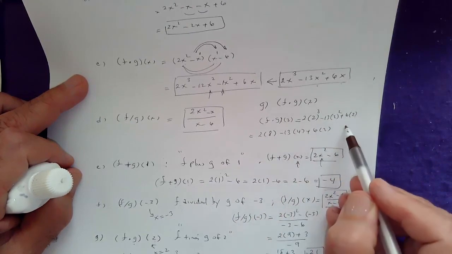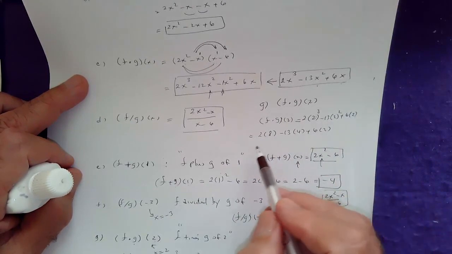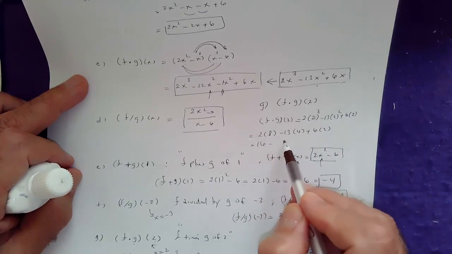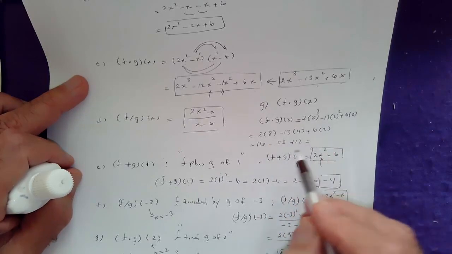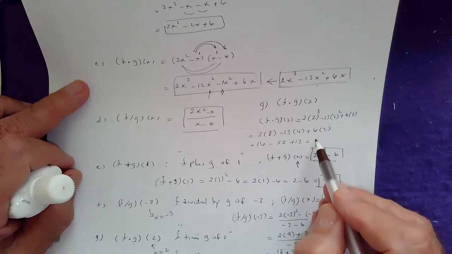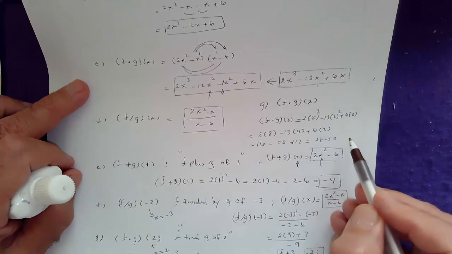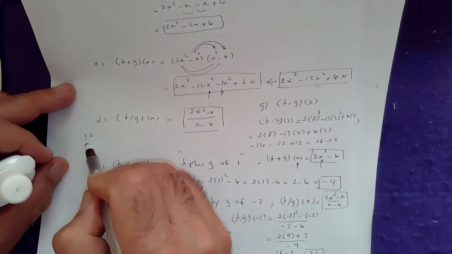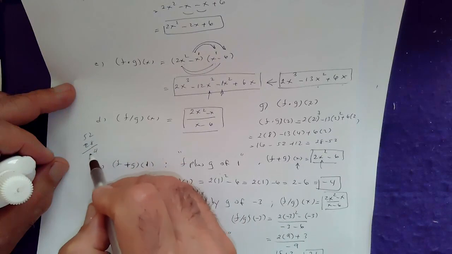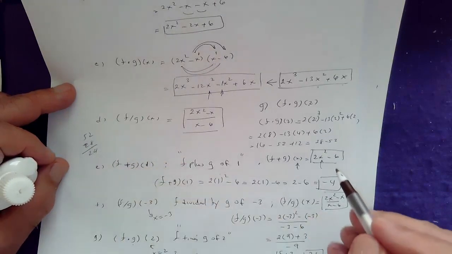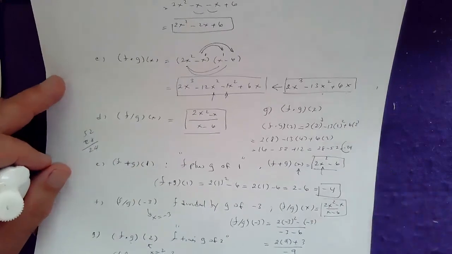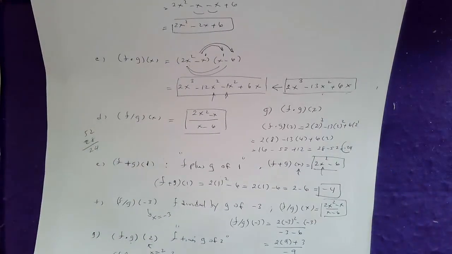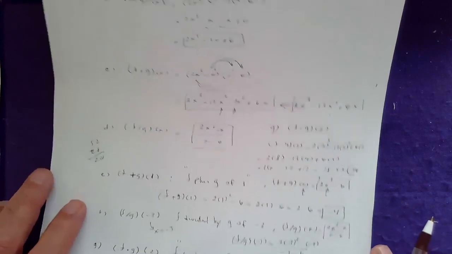Order of operation, you got to do the power first. So that's like 16 minus 52 plus 12. So 16 and 12 is 28, minus 52. So that's negative 24, I guess. Okay. Would that add up to negative 52? Yes, it does. So there goes the final answer.